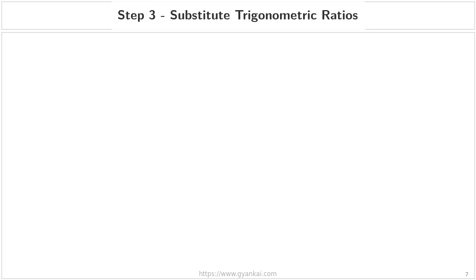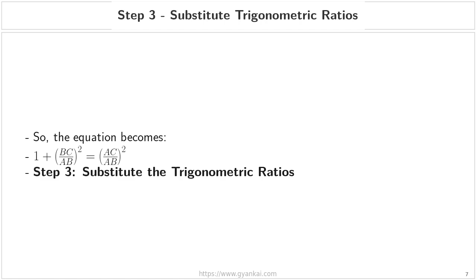Step 3. Substitute trigonometric ratios. Now that we have simplified each term individually in the previous step, let's bring them all back together. Looking at our equation, it has now transformed into 1 plus the quantity bc over ob, all squared, equals the quantity ac over ob, all squared. Now we move on to step 3, which is to substitute our trigonometric ratios.